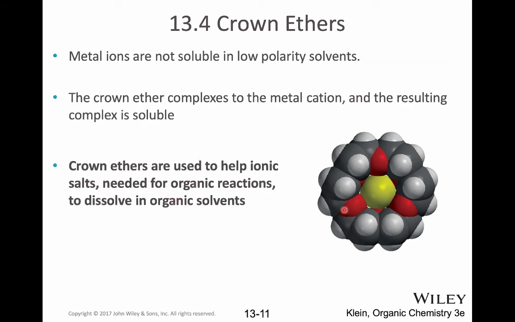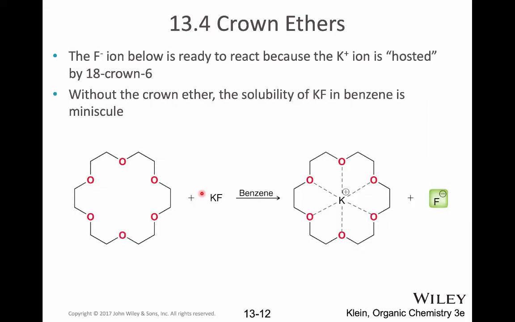So you can see that the reason why this is important from a synthetic standpoint, being able to solubilize the metal ion, is because, remember, we always talk about the metal ion as being a spectator ion, but it's still there. And if a metal ion isn't able to be solvated, then that whole ionic solid is not going to be able to be solubilized in an organic solvent. So crown ethers are used to help ionic salts needed for organic reactions to dissolve in organic solvents. So what does that mean?